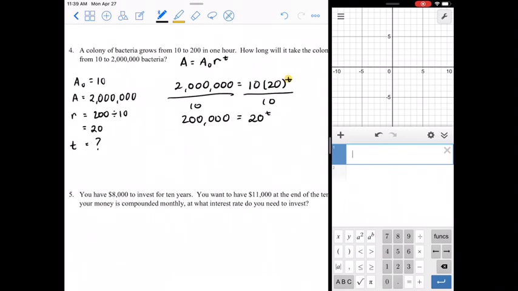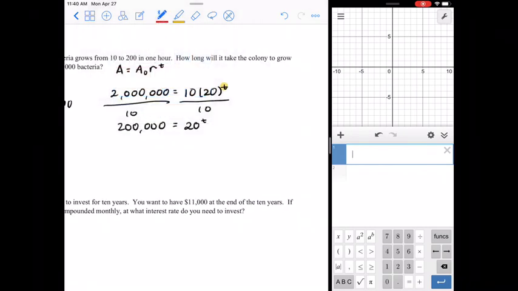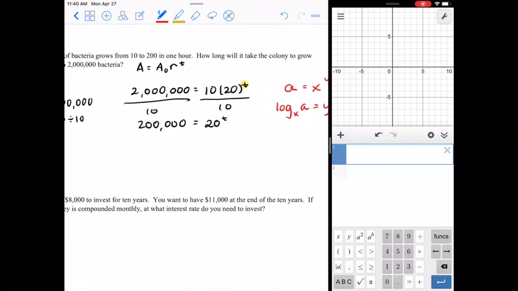So we could do another conversion. So this is an exponential form. If we want to go to log form, if it's a equals x to the y, how would we change that to log form? So it would be the log base x of a is equal to y, that exponent. And so what this would look like in log form is log base 20 of 200,000 is equal to T. So this is what we would end up putting in the calculator.